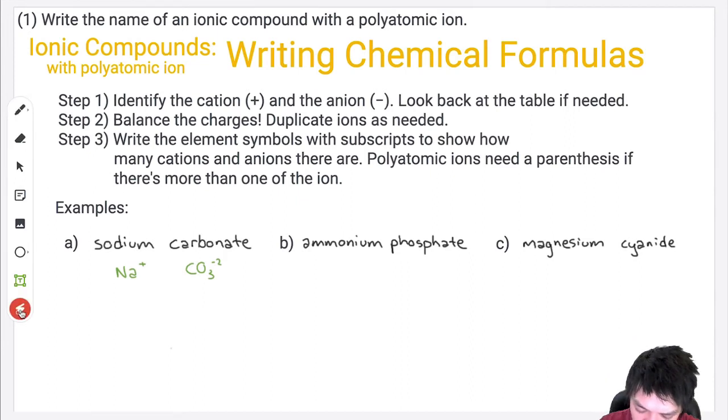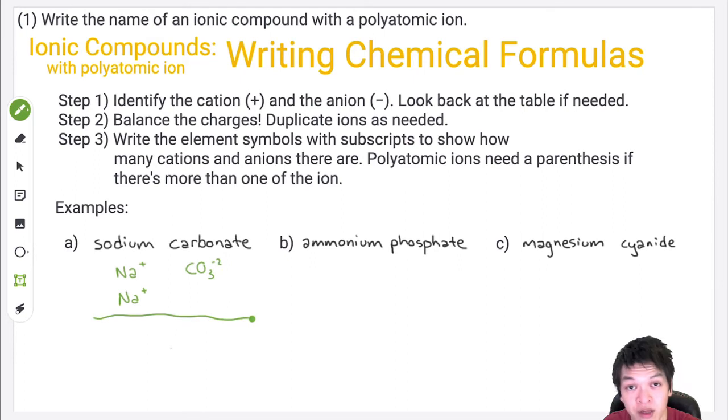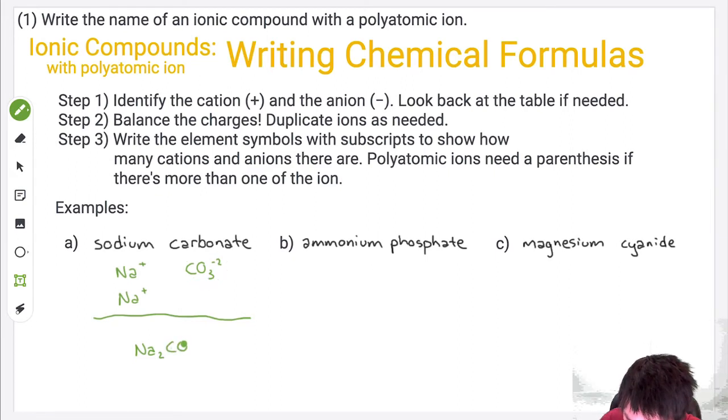Now, are these balanced? Focus only on the charges. We have 1 positive charge and 2 negative charges. It's not balanced. We're going to need more positive, so I'm going to duplicate the sodium ion. There's another sodium ion. Now there's positive 2, which balances out with the negative 2, so I can go ahead and write the formula. There are 2 sodium ions here, so as a subscript, I'm going to write a 2. And for the carbonate ion, how many is there? There's only 1. So I'm just going to write CO3.